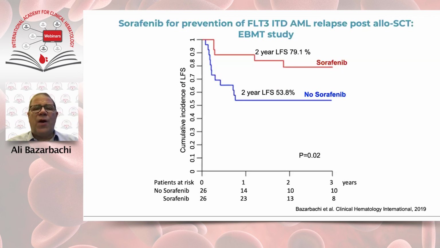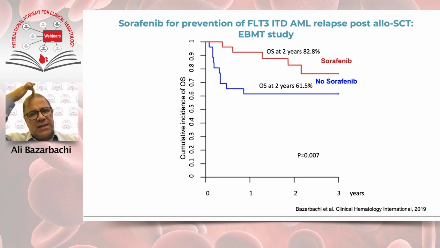And these results were confirmed in our report by the EBMT Acute Leukemia Working Party, where you can see that in the pair match analysis for patients who received sorafenib for prevention of relapse post-allo, so prophylactic maintenance therapy with sorafenib, the 2-year leukemia-free survival was 79.1% as compared to 53.8% for those who did not receive sorafenib maintenance. And this translated into a significant improvement in 2-year overall survival from 61 to 82.8% with sorafenib.